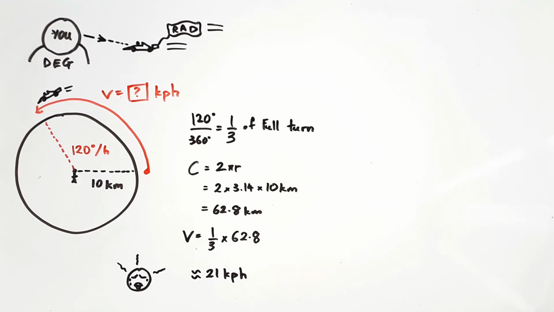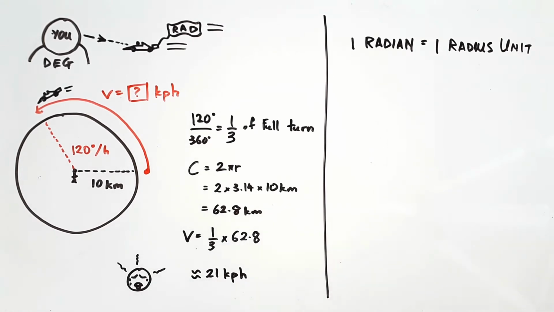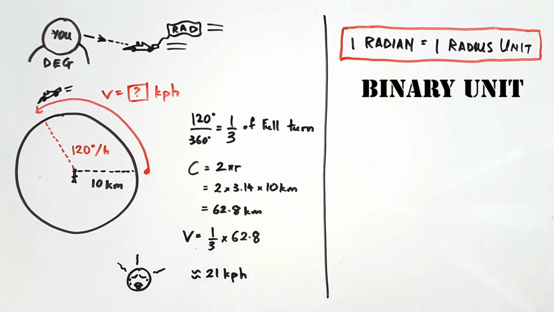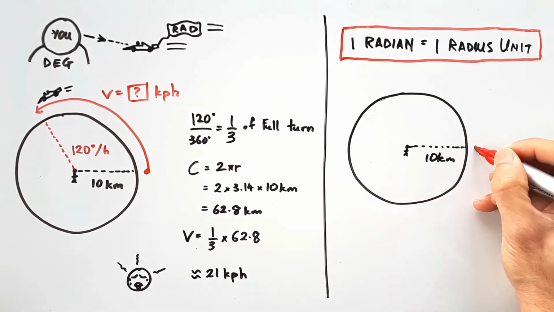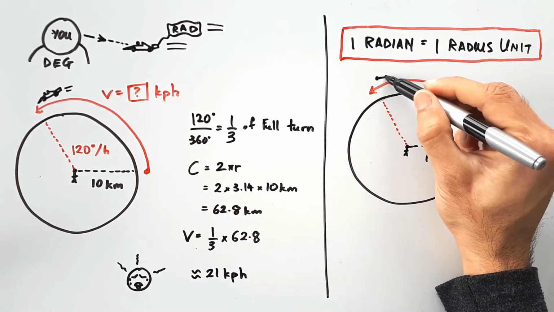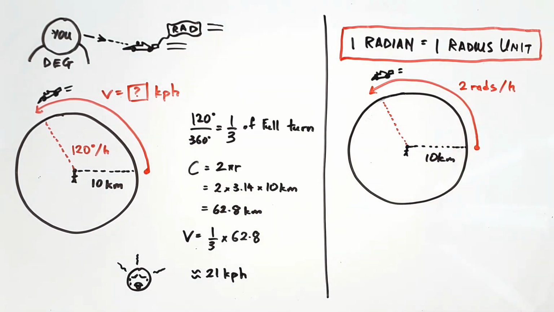Alright, let's try the same problem with radians and see what happens. One thing you need to know before doing this is how radians is defined. 1 radian represents 1 radius unit. You can treat it like a short form, like the term binary unit being shortened to bit. Now, from the car's perspective, the driver has reported back to you that they're traveling at 2 radians per hour. If you want to work out how fast the car is moving before I do, pause the video right now.